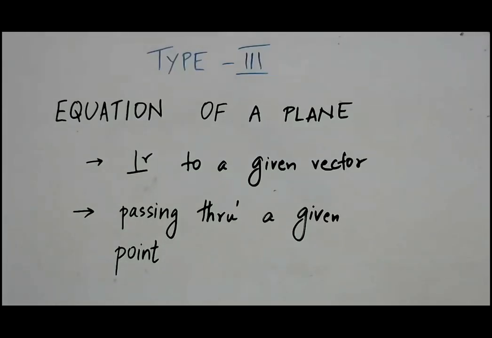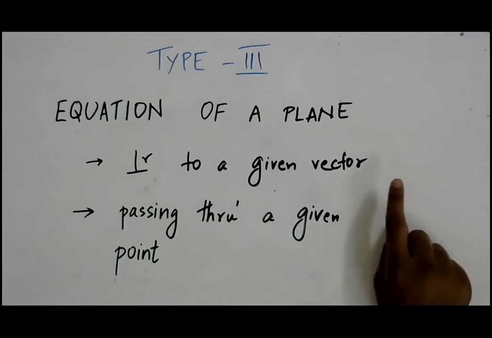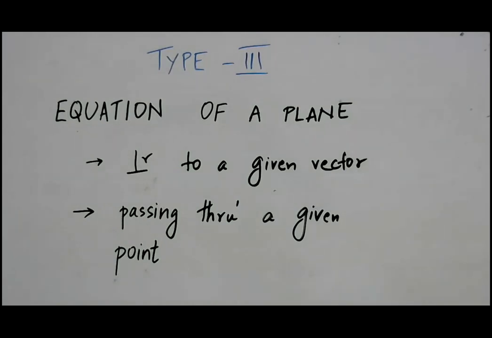Hello all. In the previous video, we learned two ways of determining a plane. In type 1, we were given 3 points and we determined the plane. And in type 2, we were given the perpendicular distance from the origin and the normal vector. Now in type 3, we can determine the equation of a plane where the perpendicular vector is given, that is, a normal vector to the plane is given, and a point through which the plane is passing. So with these 2 things given, we can actually determine the plane.